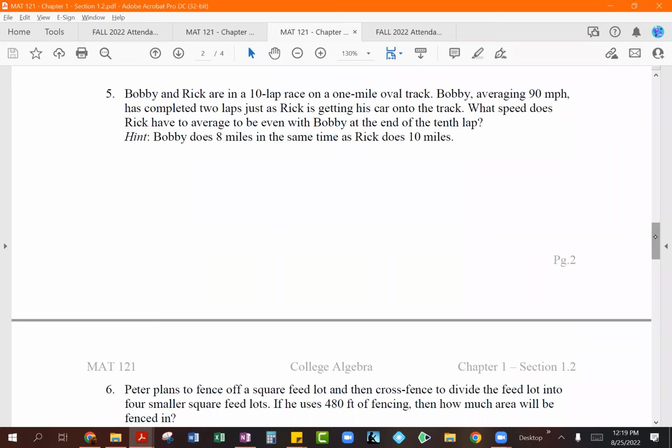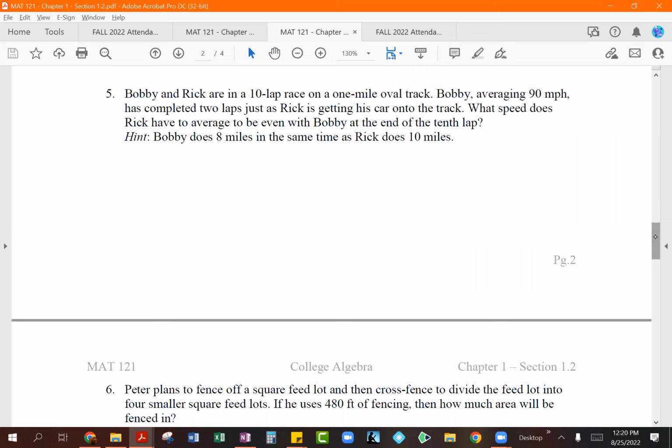So just thinking about that, does his speed need to be faster or slower than Bobby's? Faster. And the hint they're giving us is Bobby does 8 miles in the same time as Rick does 10 miles, because he's already done the 2 laps, so he's already 2 miles ahead. So that's your hint over there.